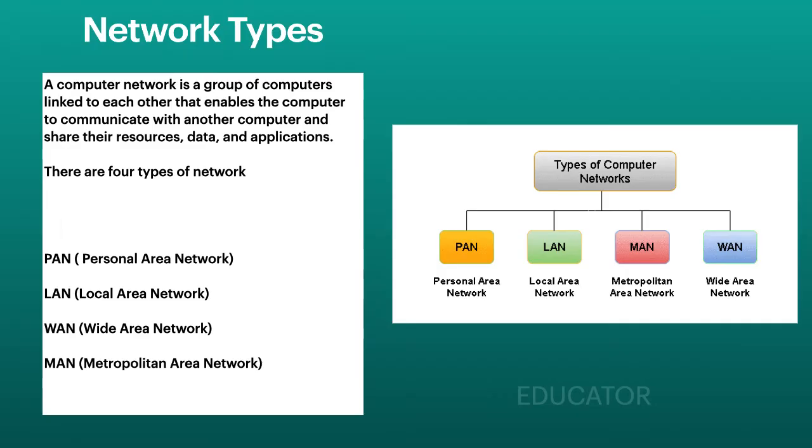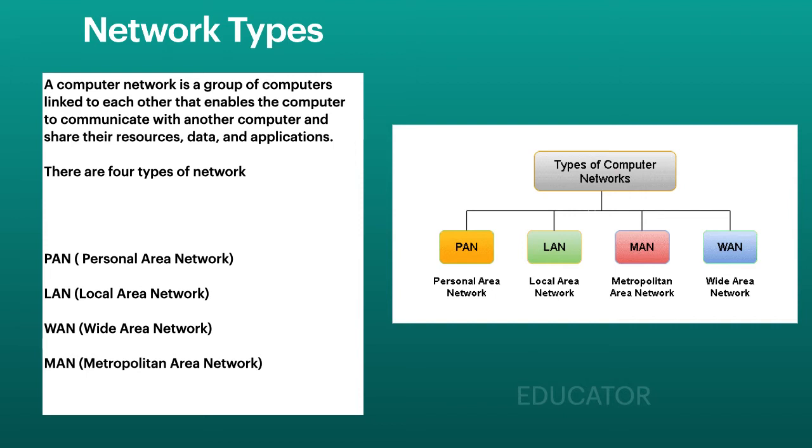Now we have to move on to types. Whenever we discuss network types, remember that a computer network, as we discussed, is a group of computers linked to each other that enables computers to communicate with one another and share their resources, data and applications. That is the definition we discussed on our first slide.